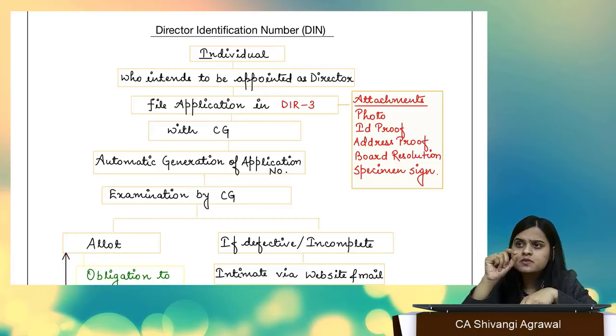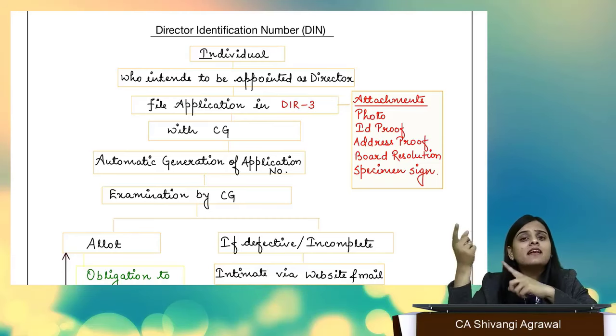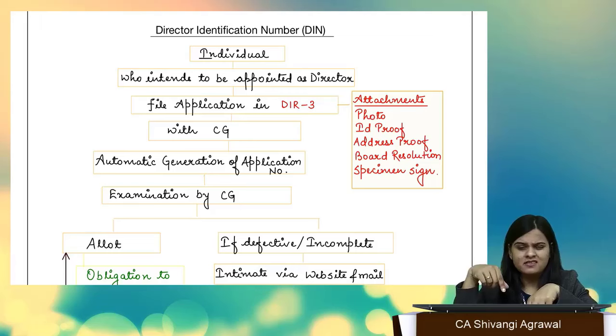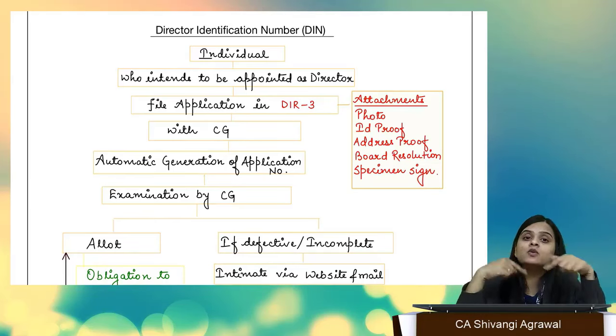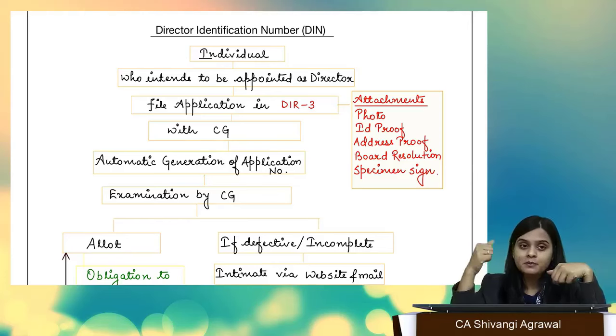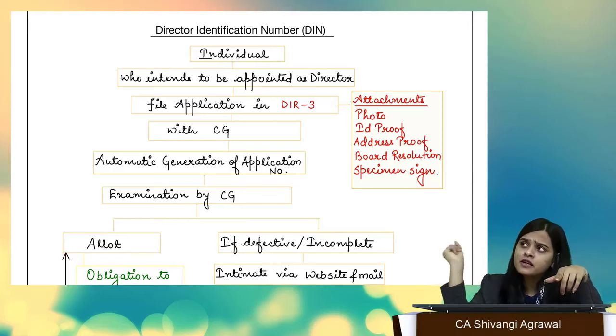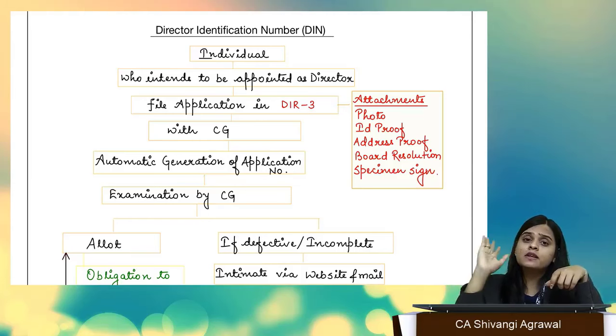For DIN, what is required is that you must be a director of some company. Ma'am, how can we become the director without DIN? You must be proposed to be a director of some company and only then you can apply for DIN. That means the government needs to know where you want to be appointed as a director, and only then will they give you DIN.